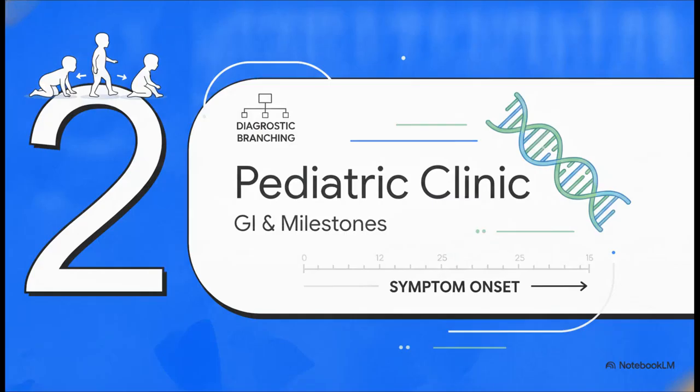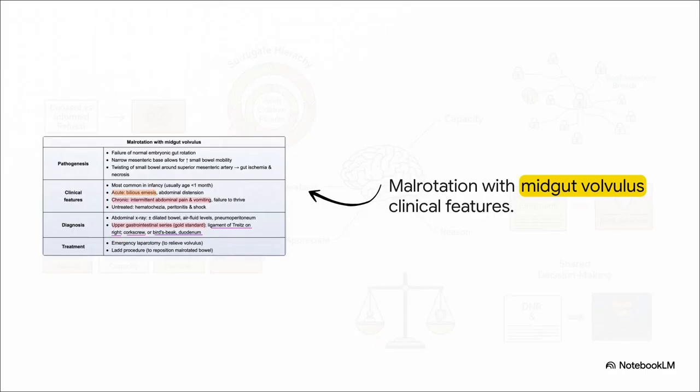Moving on to shift 2, the pediatric clinic. We're focusing on GI emergencies and milestones here. Let's look at a classic presentation. You've got a neonate, usually under a month old, who suddenly develops bilious emesis and a distended abdomen. Stop right there. This is a surgical emergency. You're looking at the textbook picture of malrotation with midgut volvulus.